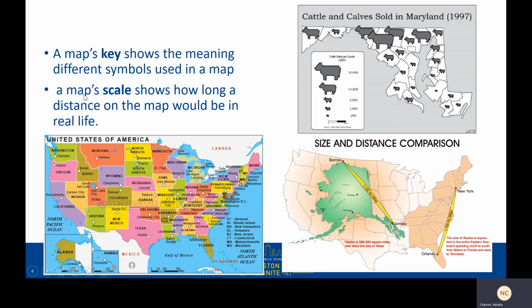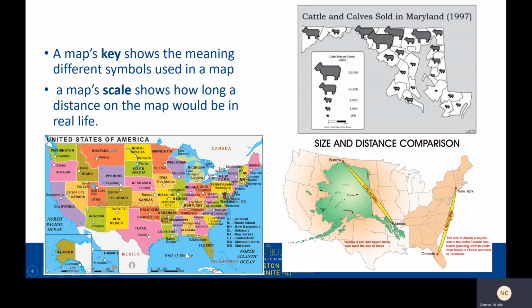Two more things on maps. Whether thematic or physical, most maps have keys that show the meaning of different symbols used in a map, and this would be the key on this map. Similarly, especially for reference maps, they tend to show scale. Scale shows how long a distance on the map would be in real life, and on this map, it would be over here at the very bottom.